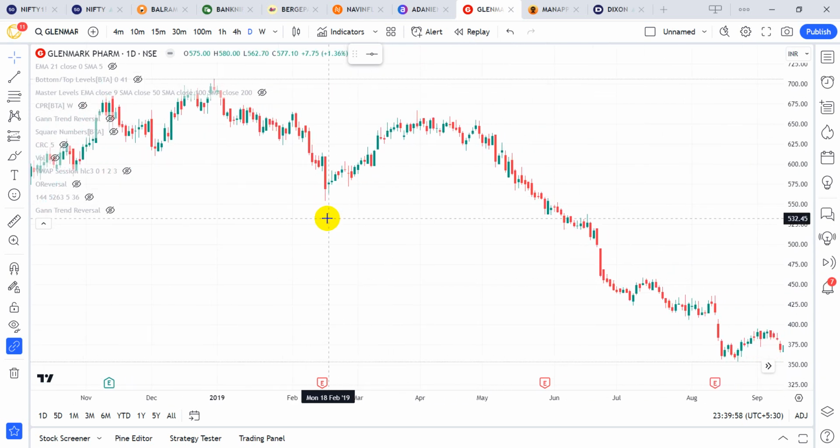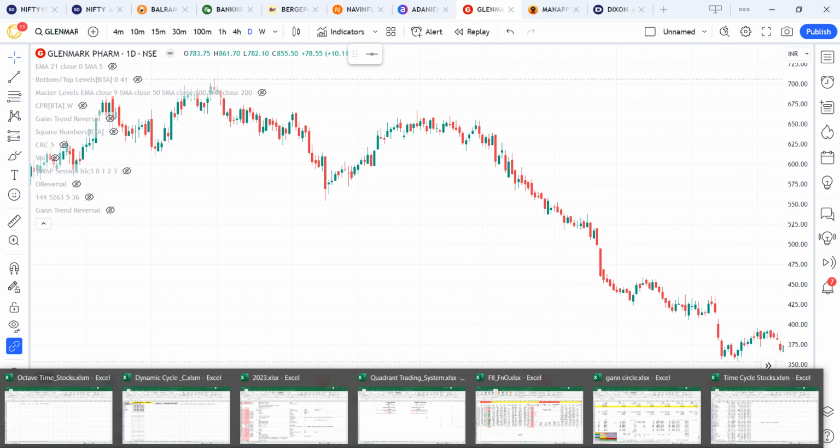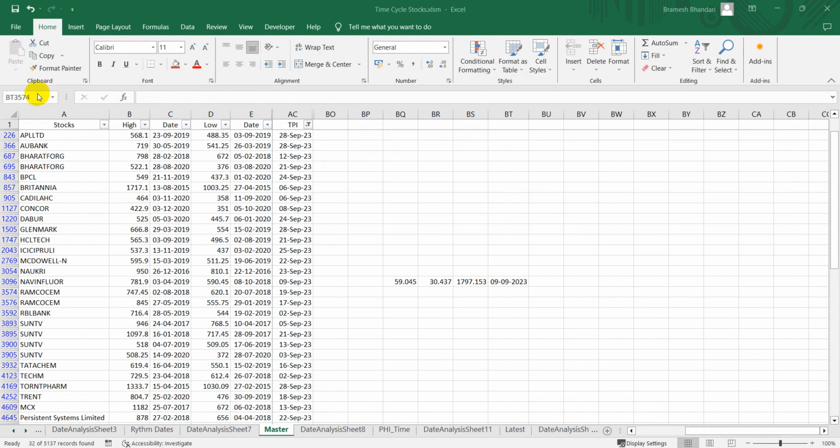With this low in mind, we will perform some calculations, which I'll show you. This is Glenmark. This was 554 on 15 Feb 2019. What you have to do is divide this number by 10. Why 10? Because it will give you a number which you can apply to get the dates. Then multiply this number by 30.4375. You'll get 1686 as the total number. Now add this to the date.